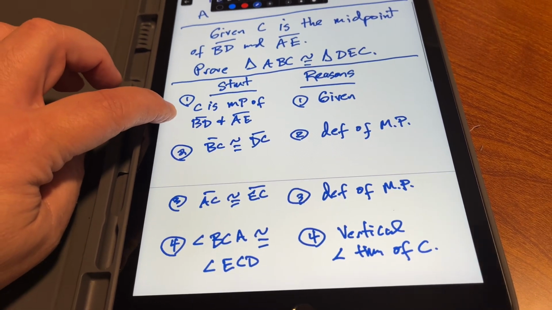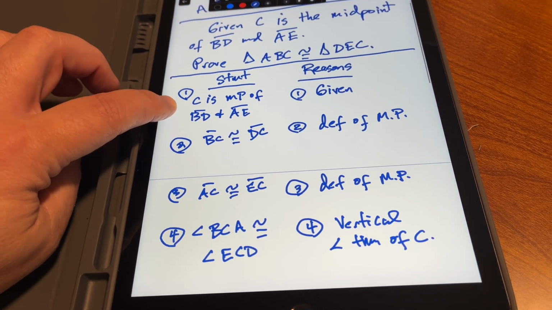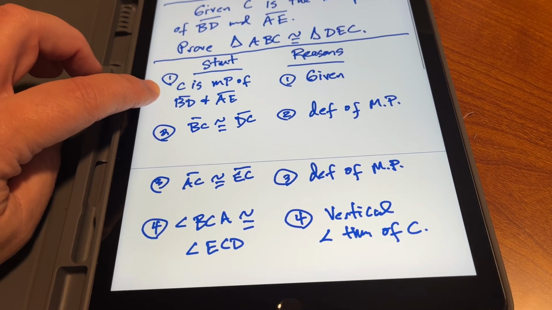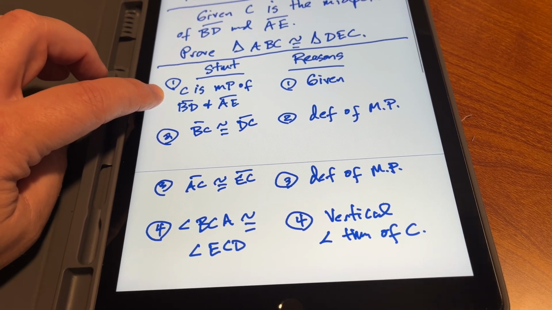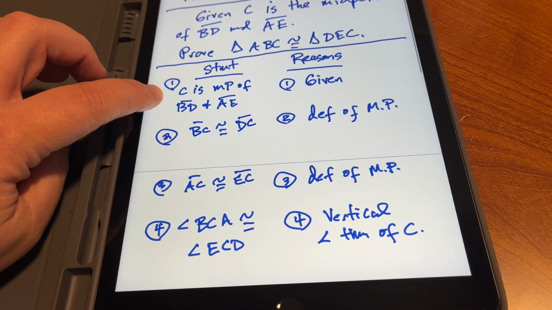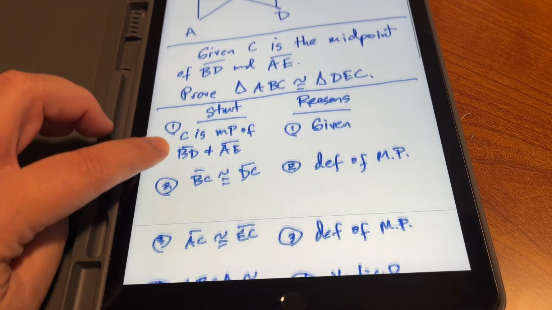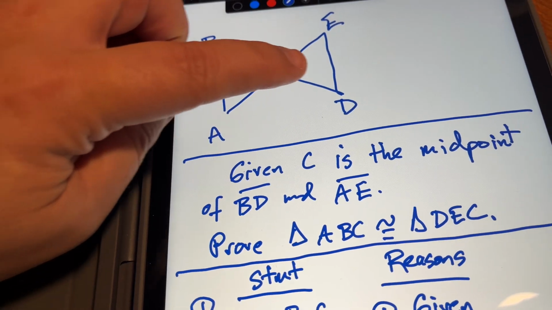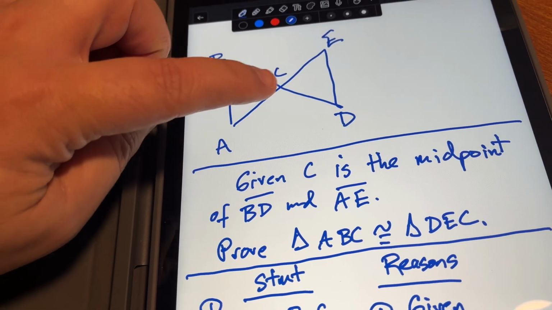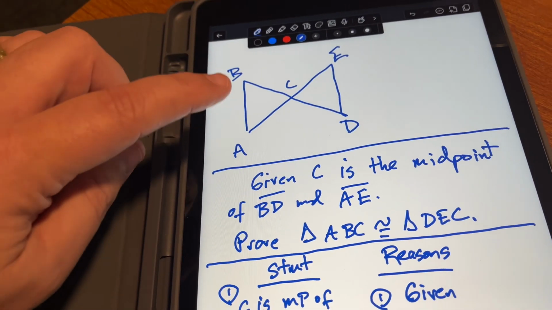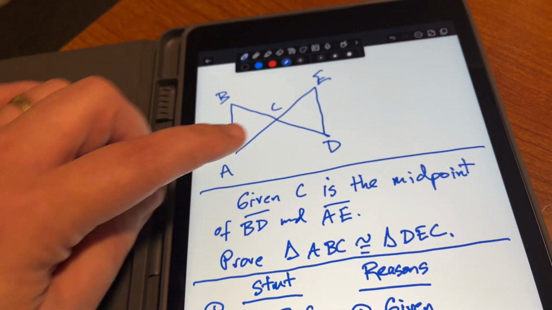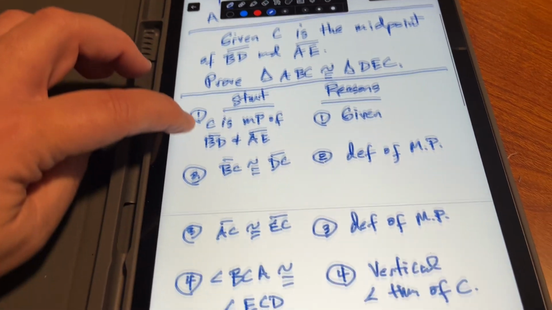Now, what was not given and that we have to know, we can't assume it, but we have to know it, is that angle BCA is congruent to angle ECD by the vertical angle theorem of congruence. So the vertical angle theorem says that when you have an intersection like this, that this angle is congruent to that angle. So BCA is congruent to ECD because of the vertical angle theorem.